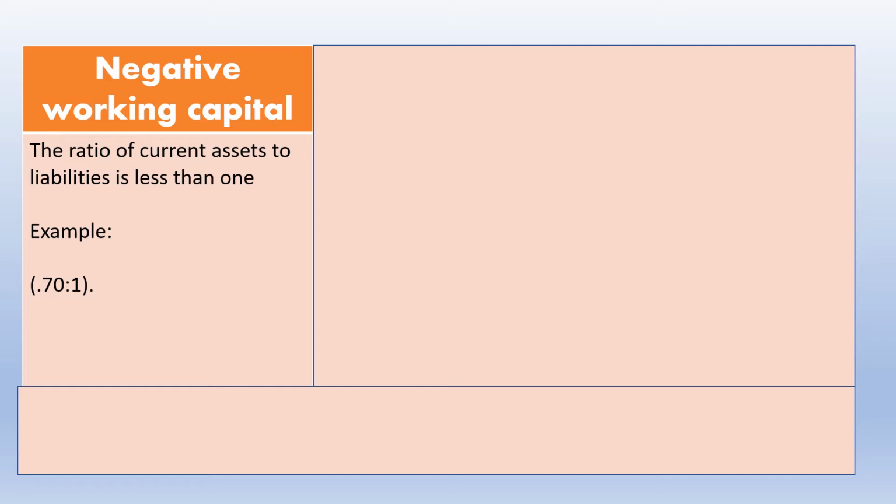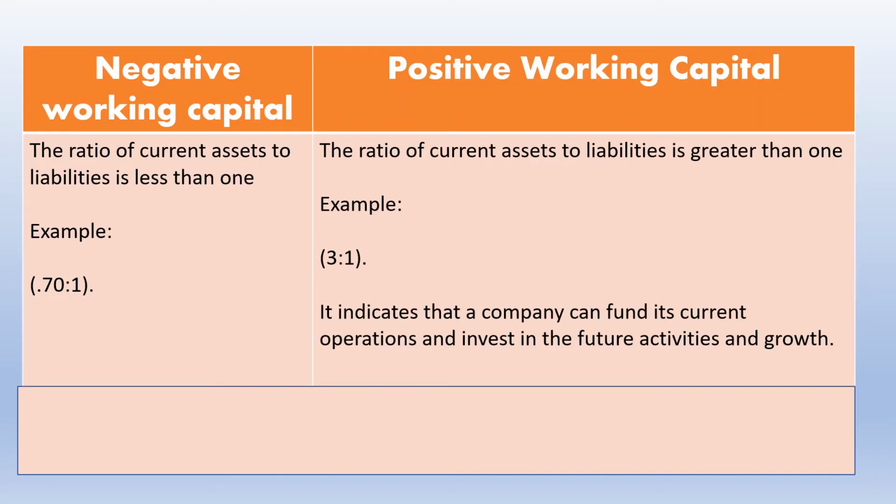Negative working capital: the ratio of current assets to liabilities is less than 1. Example, 0.70 is to 1. Positive working capital: the ratio of current assets to liabilities is greater than 1. Example, 3 is to 1. It indicates that a company can fund its current operations and invest in future activities and growth.